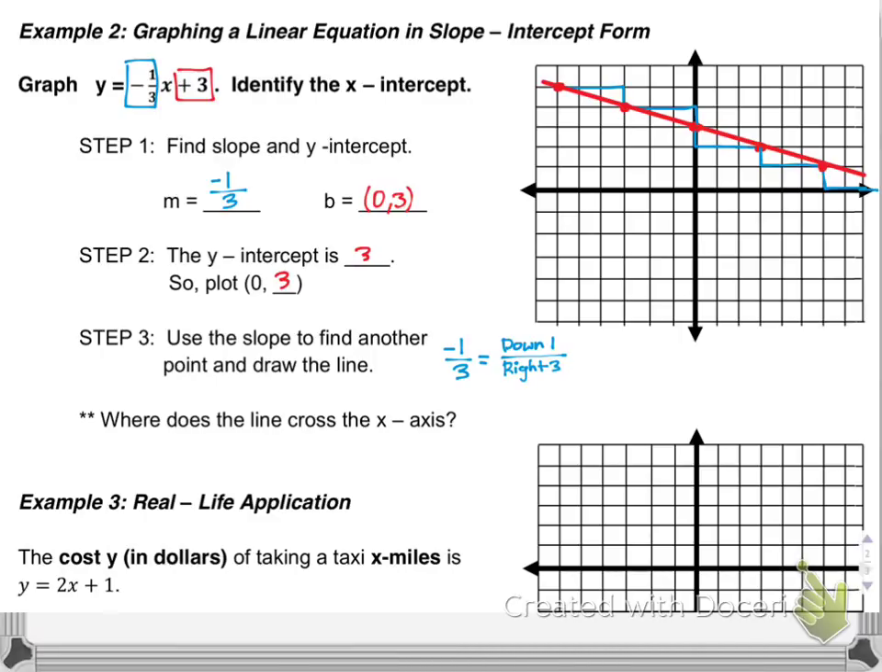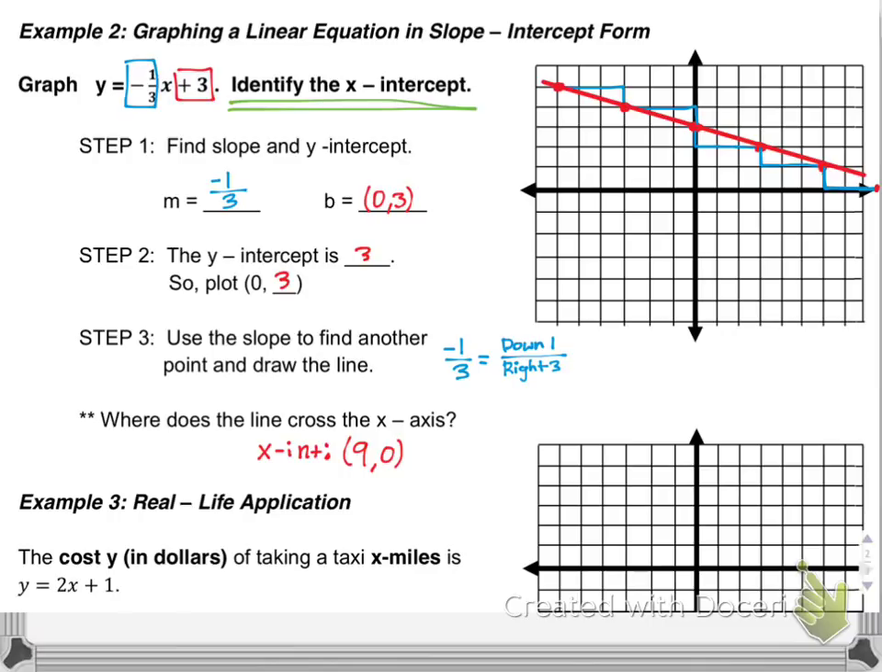Now there's this part right here. It says identify the x-intercept. The x-intercept, again, the definition is where my line crosses the x-axis. So actually, if you notice on the bottom right here, we didn't go down all the way, but if I were to keep going down 1 to the right, 1, 2, 3, I would land right here on the x-axis. What is that coordinate point? 1, 2, 3, 4, 5, 6, 7, 8, 9, 0. My x-intercept is 9, 0.